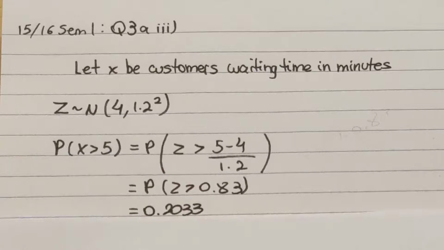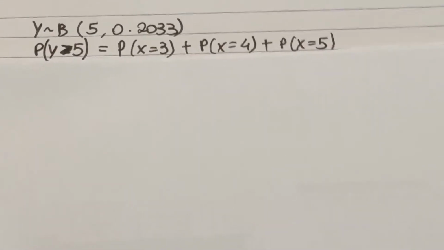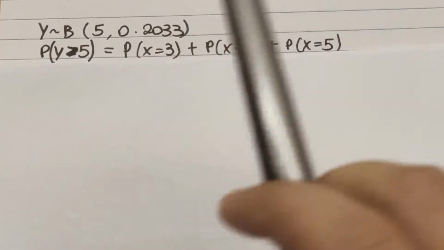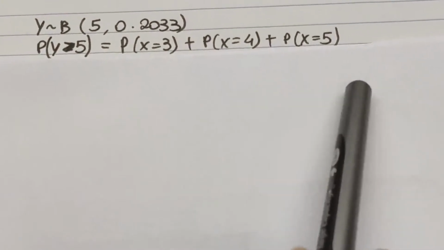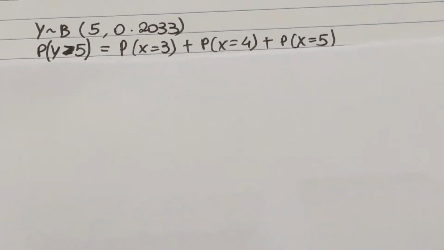Now the next step of solving this problem is finding the probability of at least 3 customers waiting for more than 5 minutes, 3 out of 5 customers. So in order for us to do that, we'll find the probability of 3 customers, 4 customers, and 5 customers waiting for more than 5 minutes and add them all up.